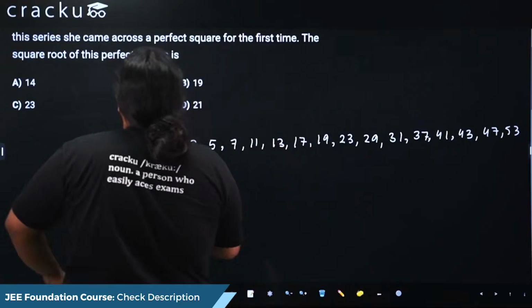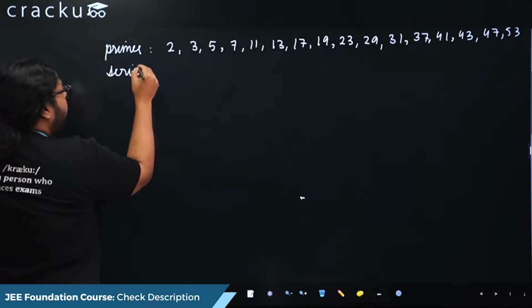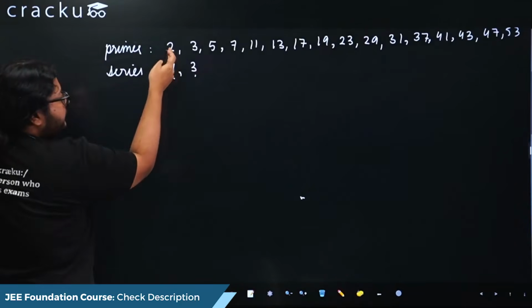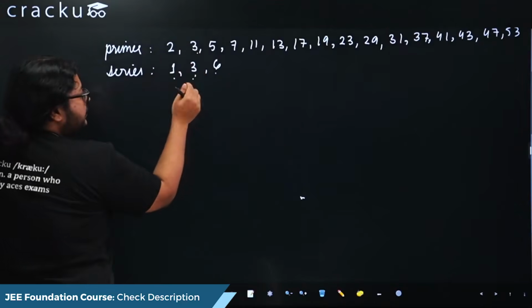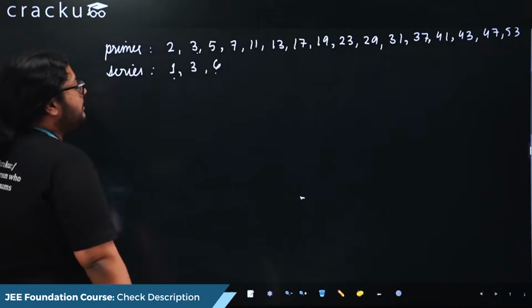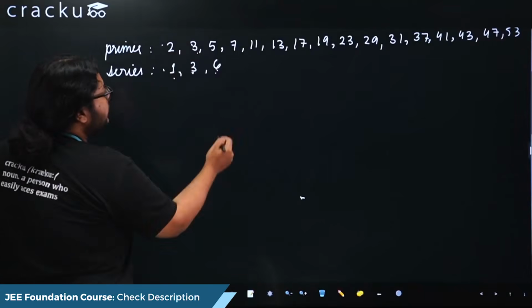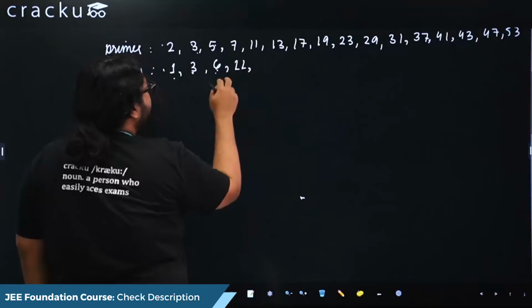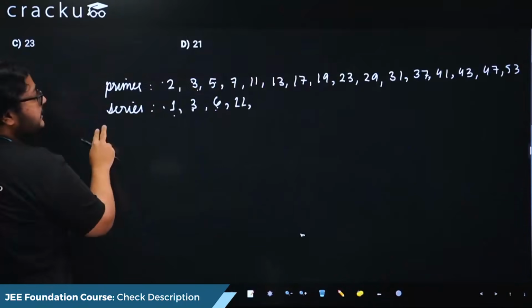So the series goes, basically it starts from 1, and then the next number is 3. Basically 1 plus 2 is 3, and then the next number is 6, right? So 3 plus 3 is 6. So the consecutive differences are basically primes. So how do we get the next term? Basically I can do this plus this gives me this. Similarly this plus this will give me this. The next term should be this plus this, which is 11. 6 plus 5 is 11, and then 11 plus 7, and if you see, it matches. So that is basically the series.